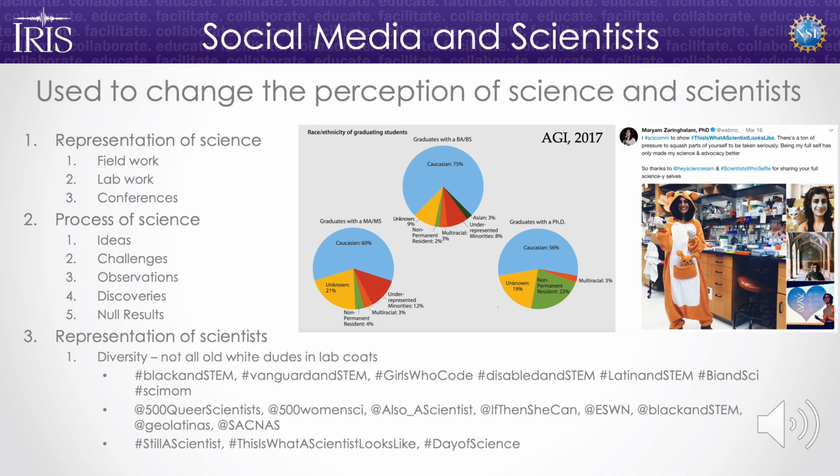We can also talk to people about the process of science. And as I said earlier, that's really important for people to understand. It's not just hypothesis, results, conclusion, right? It's ideas, challenges, observations, discoveries, wonder, excitement. We can take the things that we love about what we do and really portray that to people so they get a full sense of what the scientific endeavor is about. And it can help to change the representation of scientists.